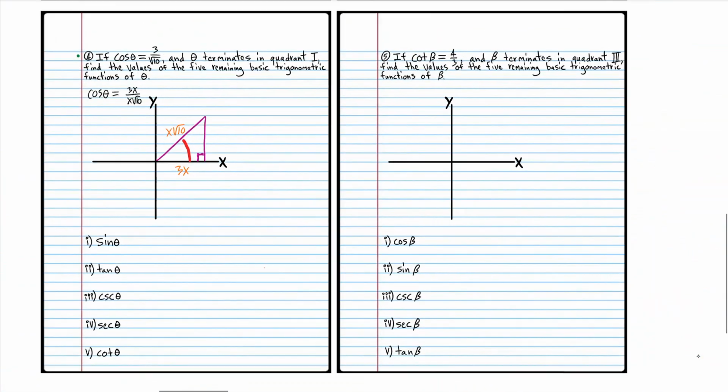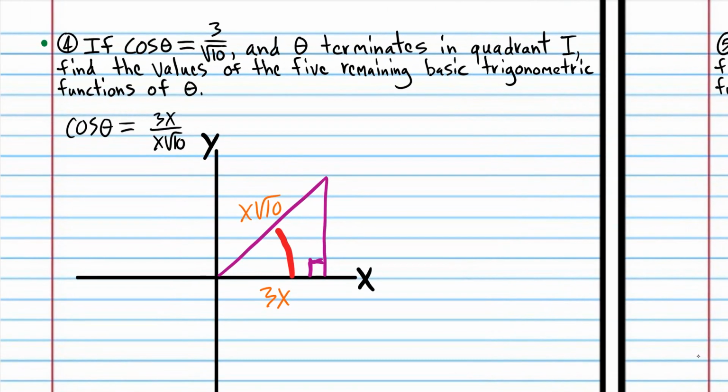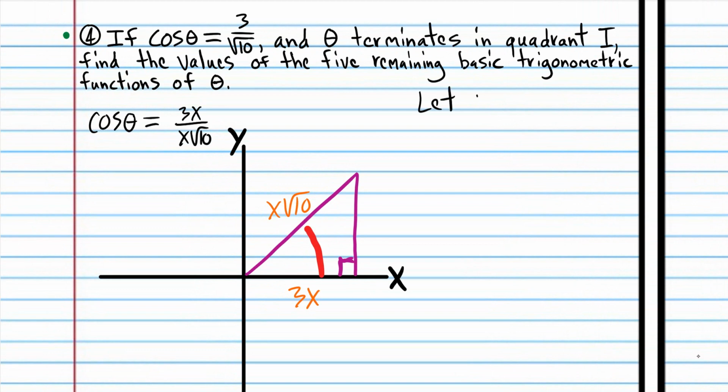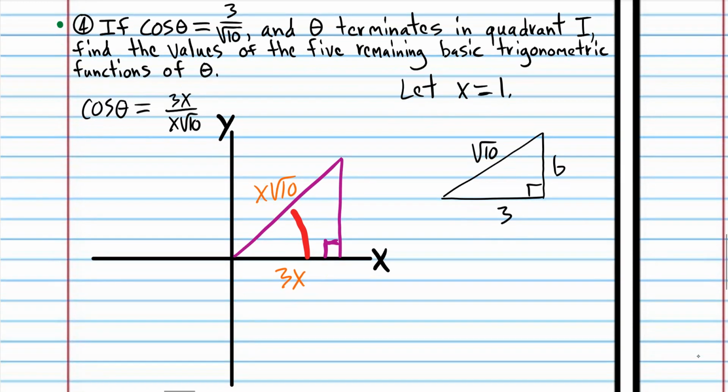So go ahead and try number 4, and when you come back we'll do it together. Okay, we're back. So again, we're going to let x equal 1 to make things convenient. We're going to draw the triangle, and the side lengths, again, they don't have to be exact. The only purpose for the triangle is just to give us an idea of what the side lengths are, and we're missing this side, so we're going to use the Pythagorean Theorem.